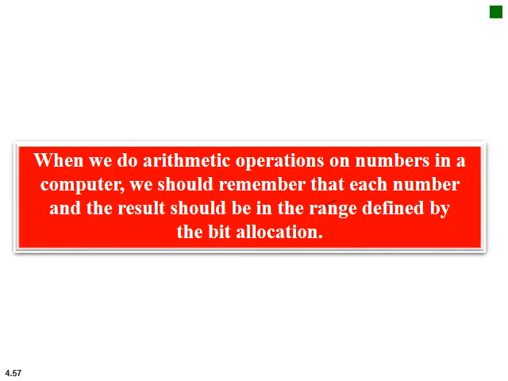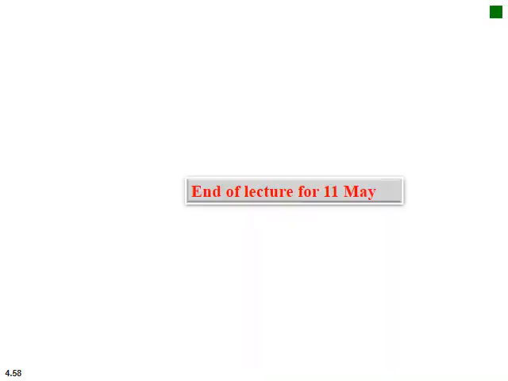So, again, just to take note of this, when we do arithmetic operations on numbers in a computer, in 2's complement format, in this example here, we should remember that each number and the result should be in the range defined by the bit allocation. So if we know the result's going to be smaller than minus 128 or larger than positive 127, in the examples that we used here, we cannot use 8 bits. We will have to go to the next bit level, which is 16 bits, and then we can store much larger numbers in there. Alright, so that's the end of this lecture.